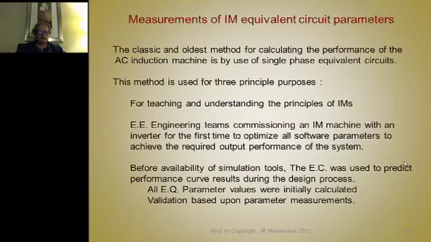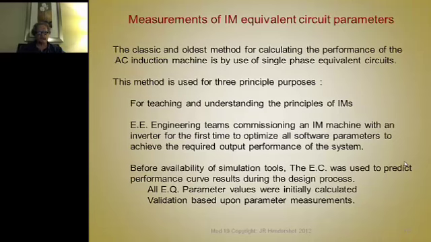The classical and oldest method for calculating the performance of AC induction machines has been the use of a single-phase equivalent circuit coupled to the circuit of the squirrel cage rotor. And this method of calculation has been very popular for the last 100 years, and it's used for basically three purposes. One, first reason is for teaching and understanding the principles of induction machines.